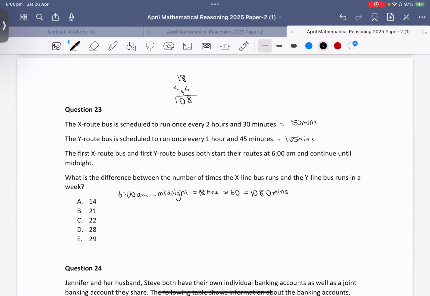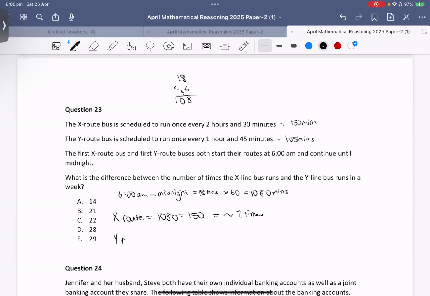And so what we can do now is test each bus. How frequently does each bus run during that day? If it runs every 150 minutes, for example, we can do 1080 divided by 150, and we get about 7. It's actually 7.2, but we're not going to get enough time to run an eighth bus. So we can say confidently that it runs 7 times a day.